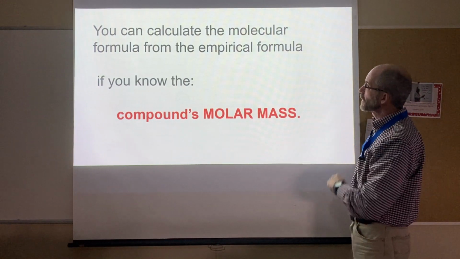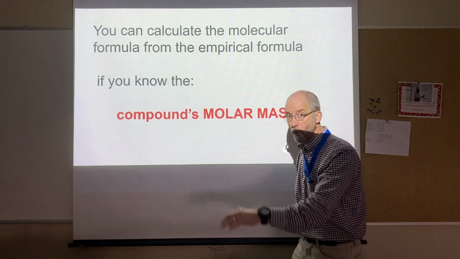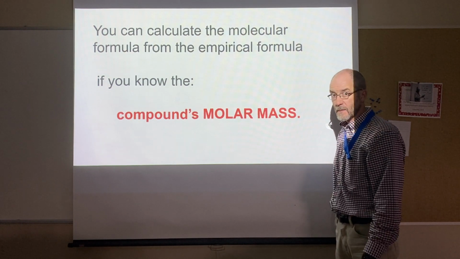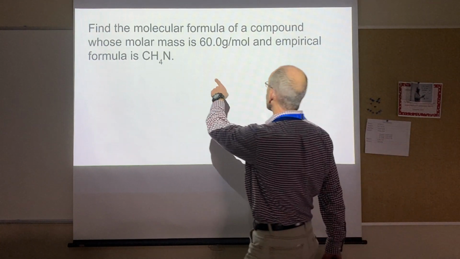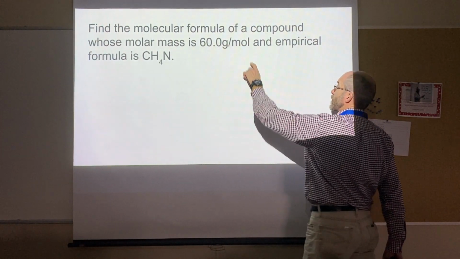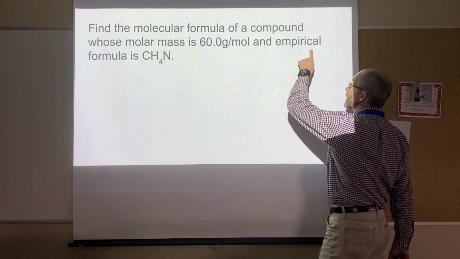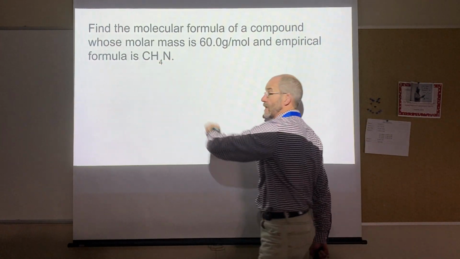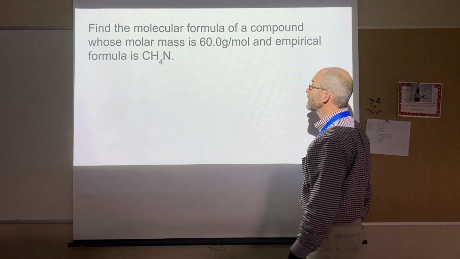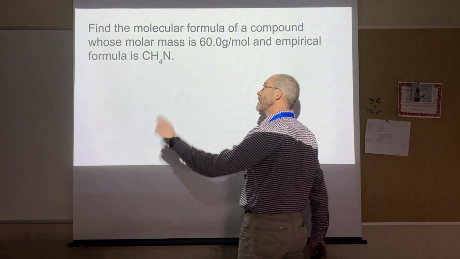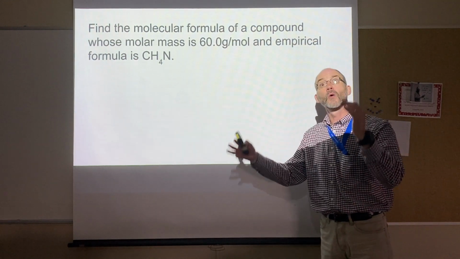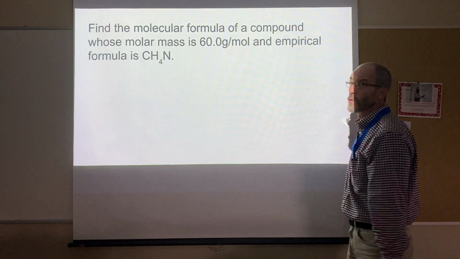You can calculate the molecular formula from the empirical formula if you know the compound's molar mass. So, find the molecular formula of a compound whose molar mass is 60.0 grams per mole, and its empirical formula is CH4N. Okay, so once again, the very first thing, you recognize what you've been given. You've been given the molar mass and the empirical formula. What are you being asked for? You're being asked for the molecular formula. So what are you going to do?